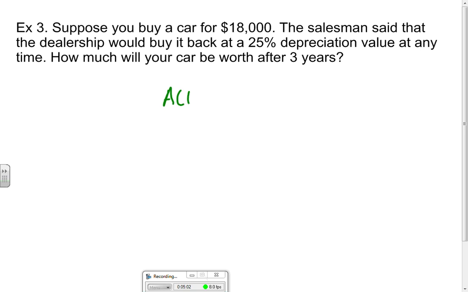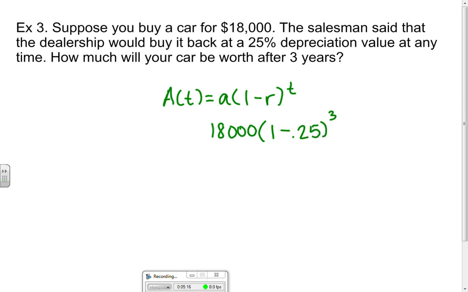I'm going to start with A of t again. Now I'm going to make it 1 minus r because it's decay. So my initial value is $18,000. My rate is 0.25, and I want to know what's going to happen after 3 years. Take a second and put that in your calculator. $7,593.75.